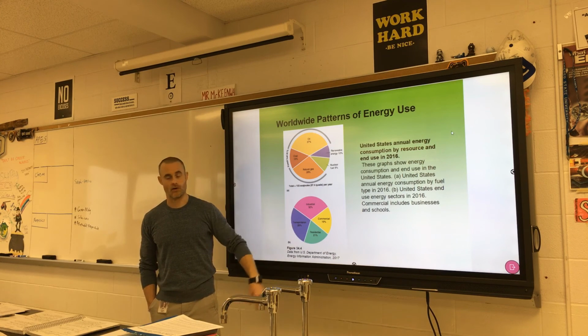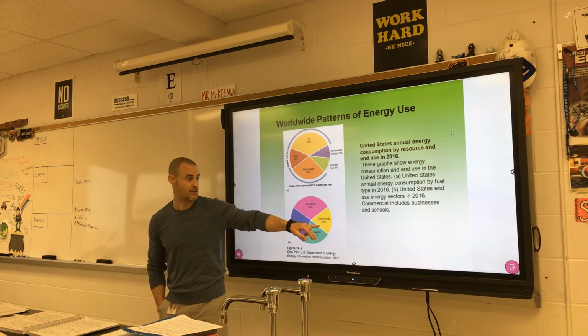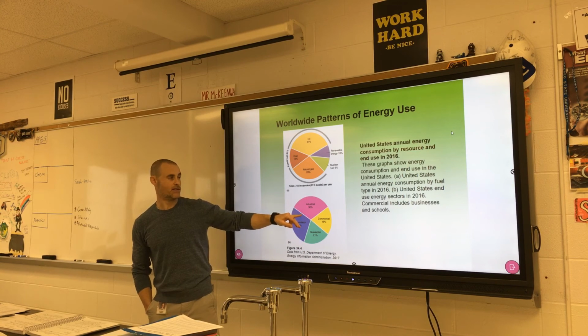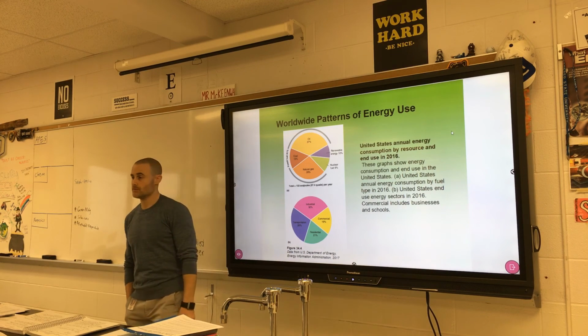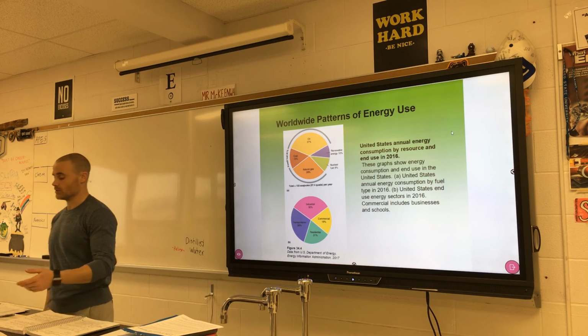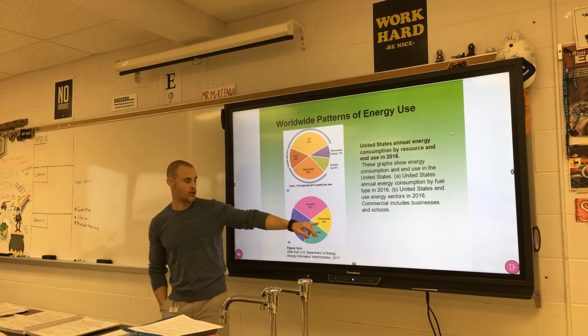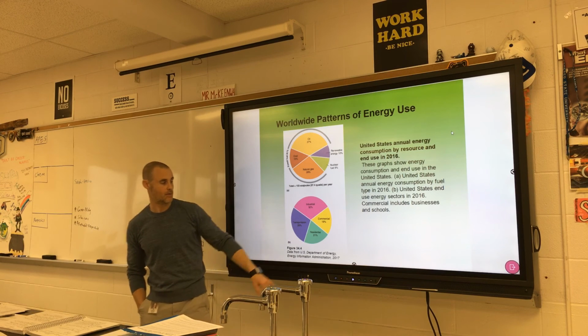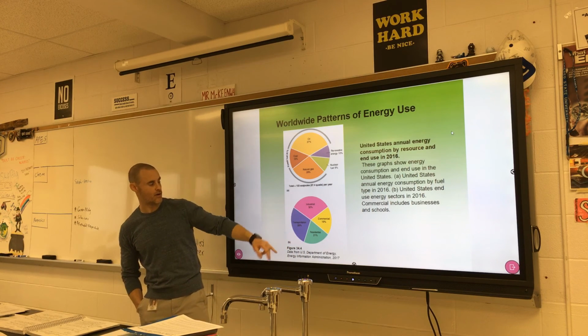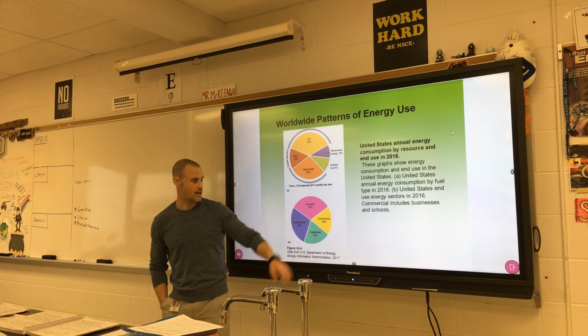I'm sorry, I misspoke. Commercial is 19%. That's businesses and schools. What's industrial? That's more factories and that nature. I kind of grouped them together, sorry. Commercial is businesses and schools, for example. So 32 industrial, 28 transportation, 21 residential, 19 commercial.